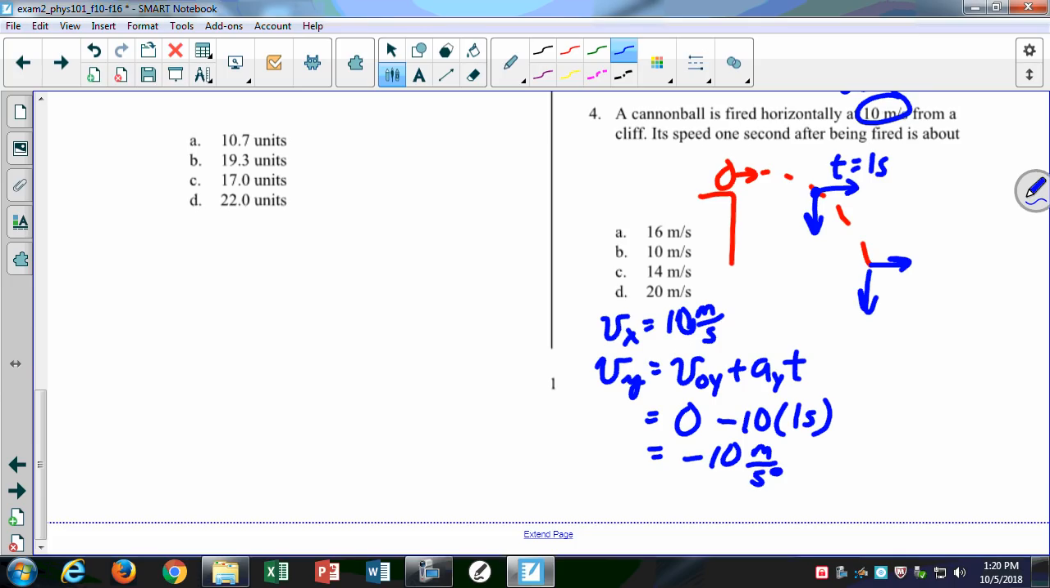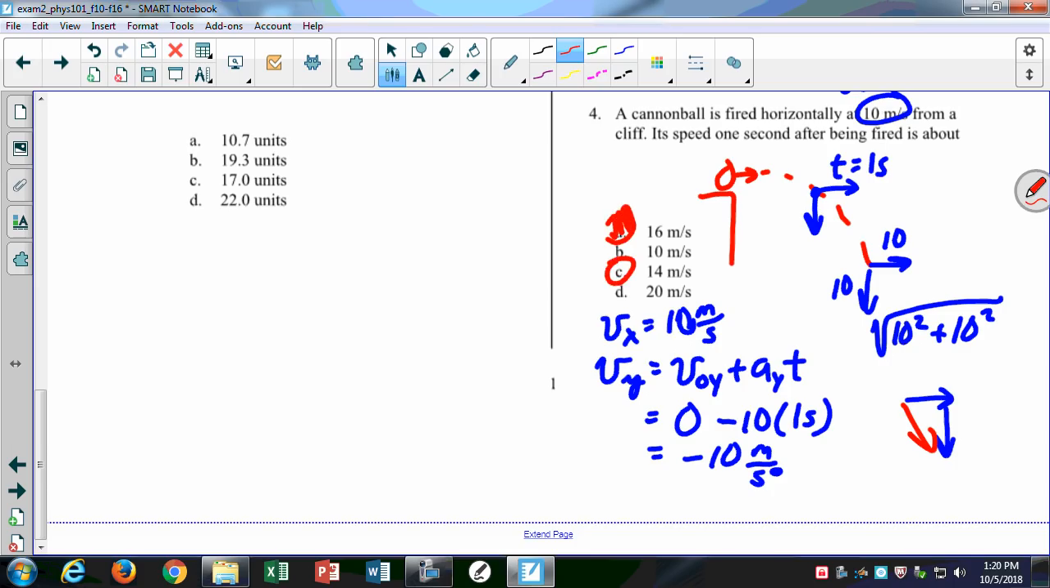So I've got 10 meters per second here and 10 meters per second here. It's going to be the square root of 10 squared plus 10 squared. You might not be able to see that the way I have it drawn, but I have a 10 unit vector and a 10 unit vector, and I'm looking for that vector. That'll give me the speed. The red vector is the total speed. So that's square root of 216, I think. Is it 14? Okay. Sorry.